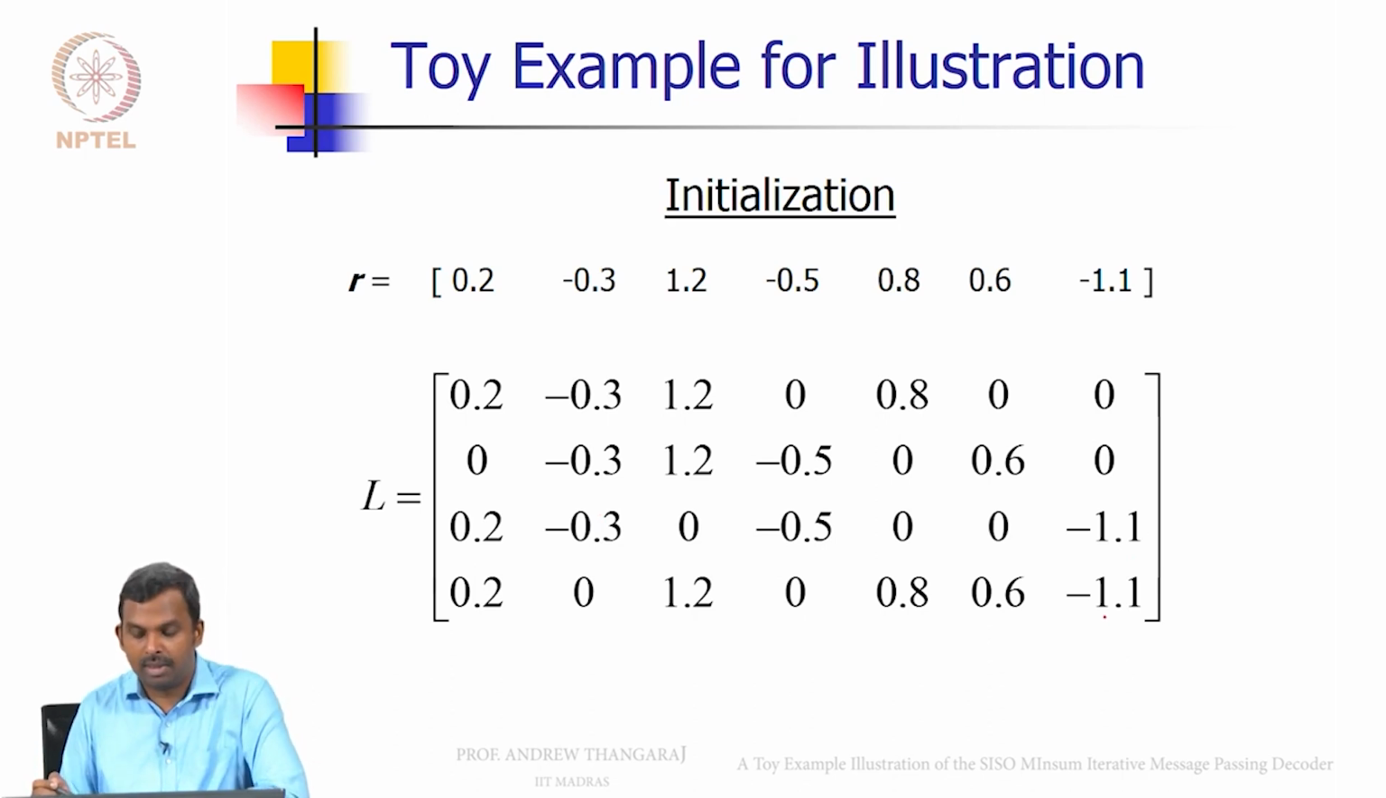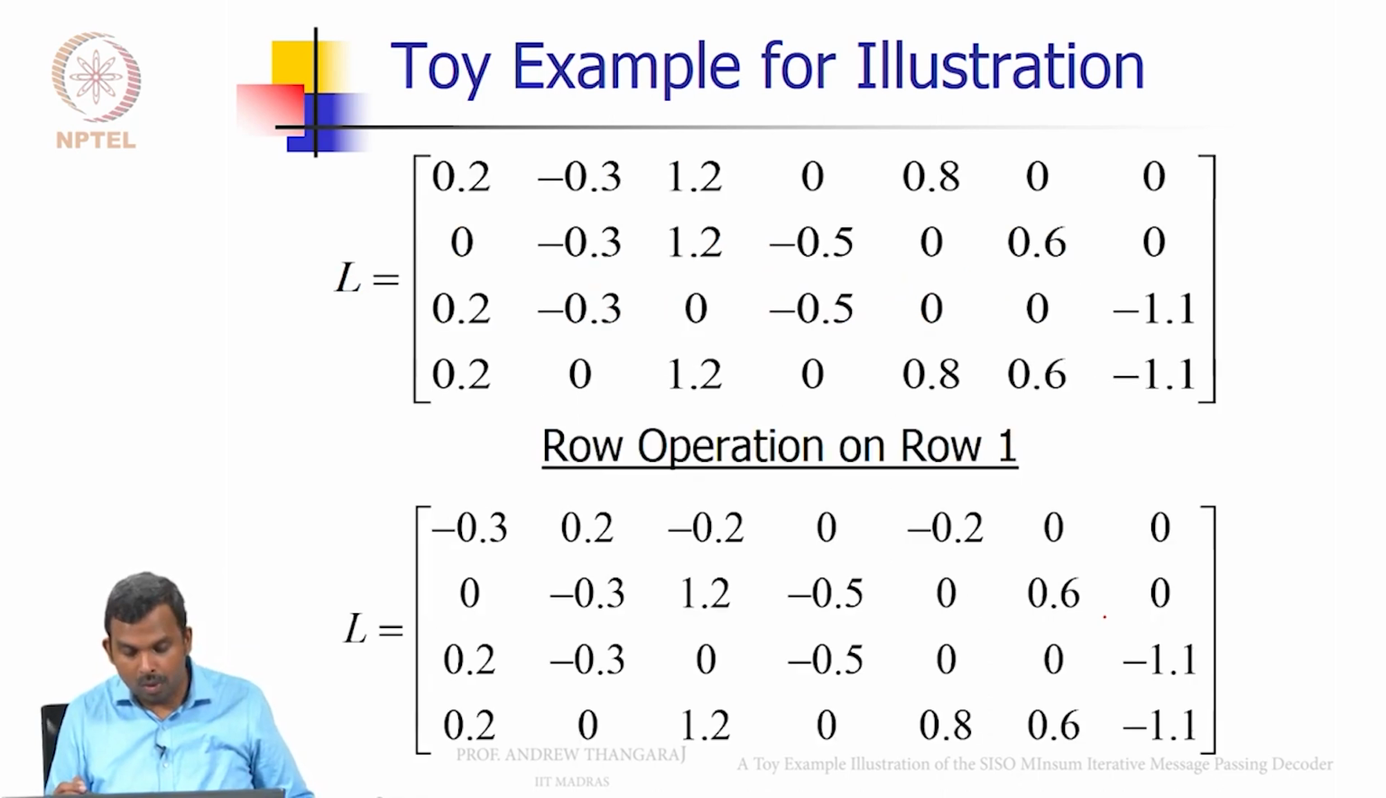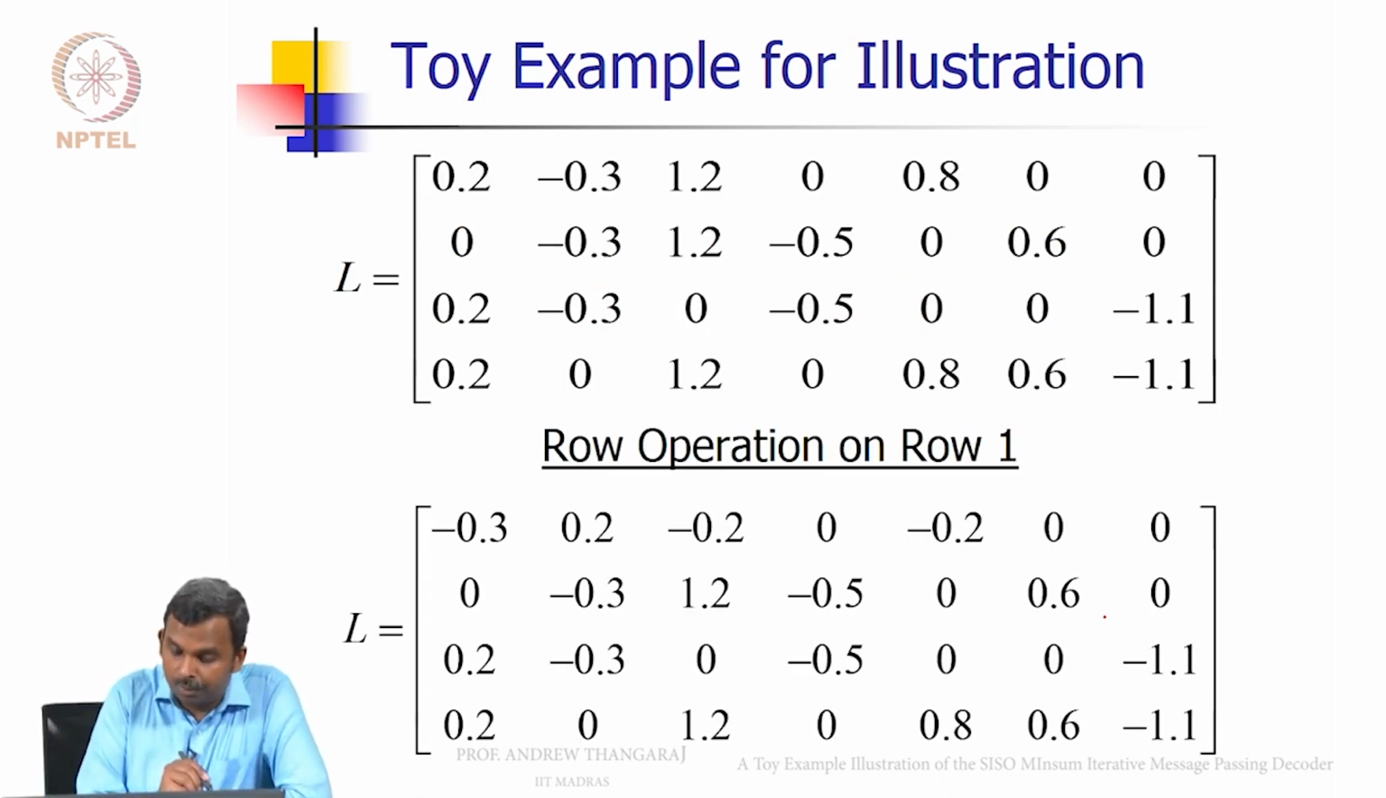Okay. Hopefully, this is clear. So, now how do we do the row operation? If you look at the first row, you have absolute values 0.2, 0.3, 1.2, 1.8. So, this is min 1, this is min 2.